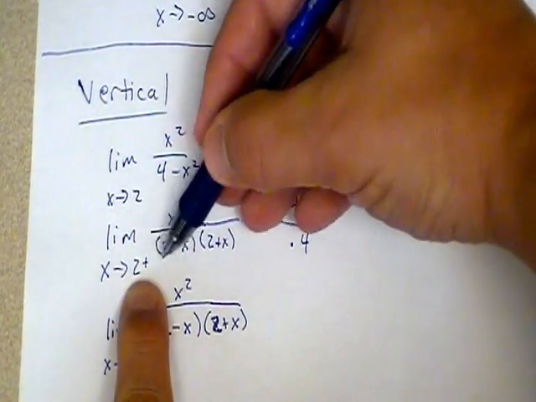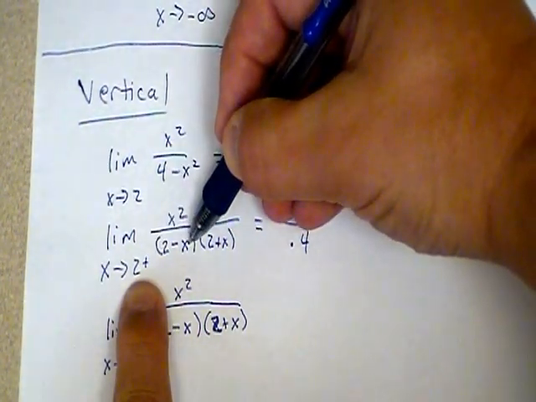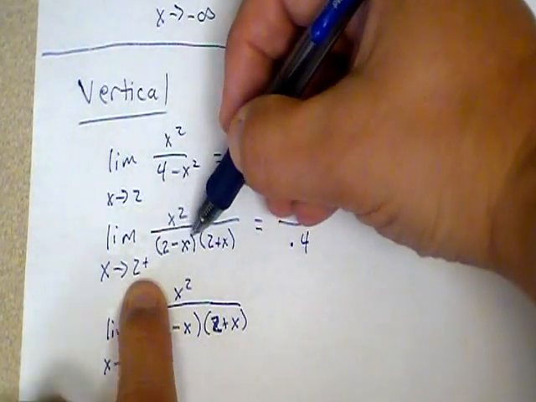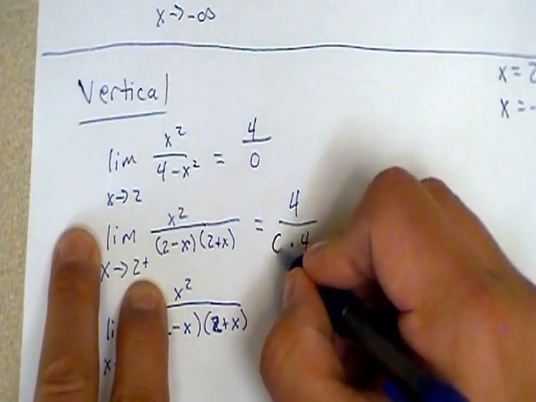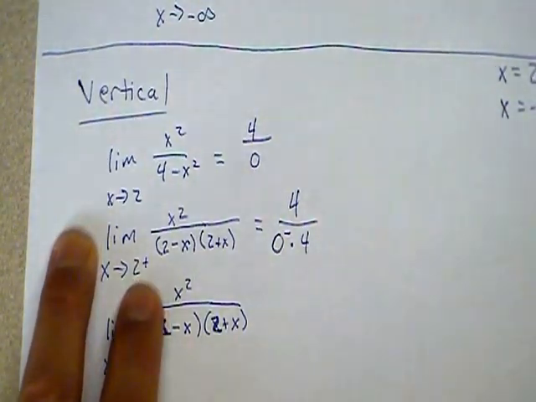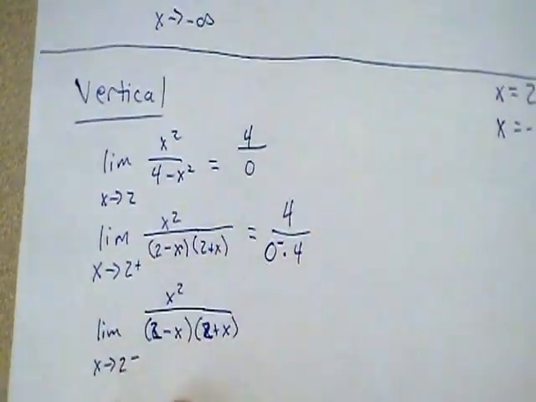So if I put a number slightly bigger than 2 right here, a number like 2.1, and I do 2 minus 2.1, I realize I'm going to get a number that is very close to 0, but it is going to be negative. So I have 0 from the smaller side there.